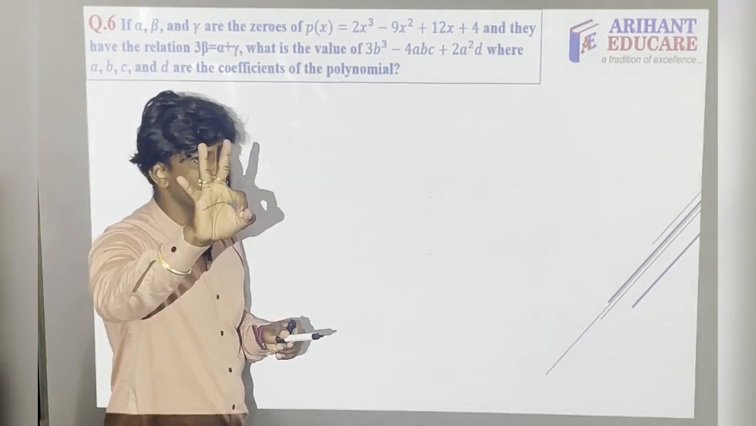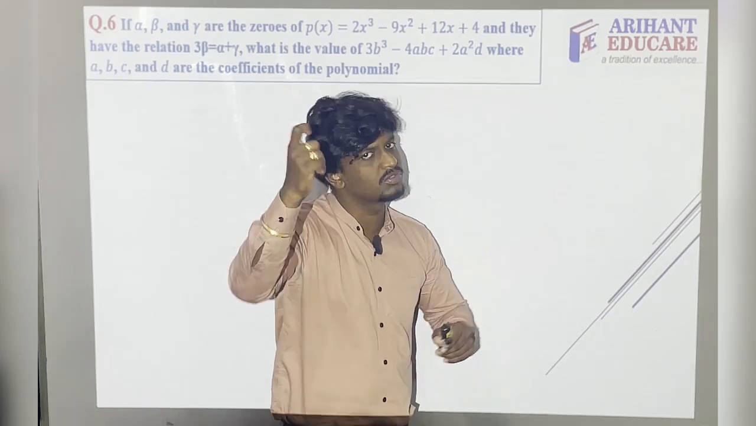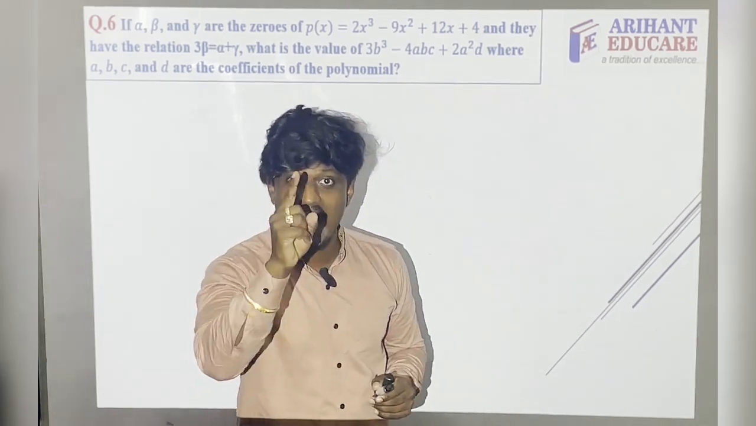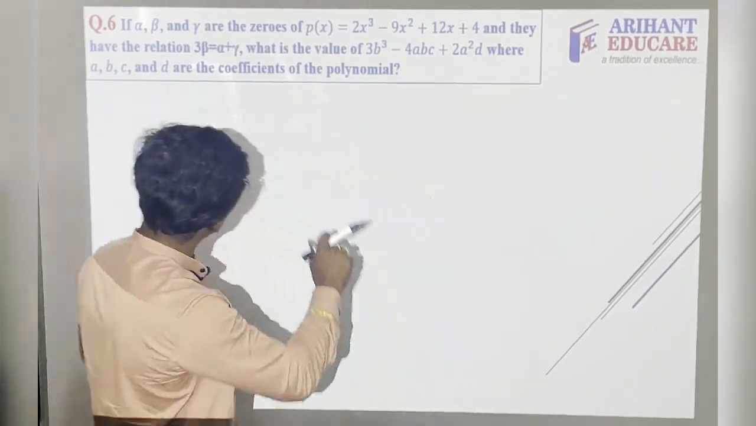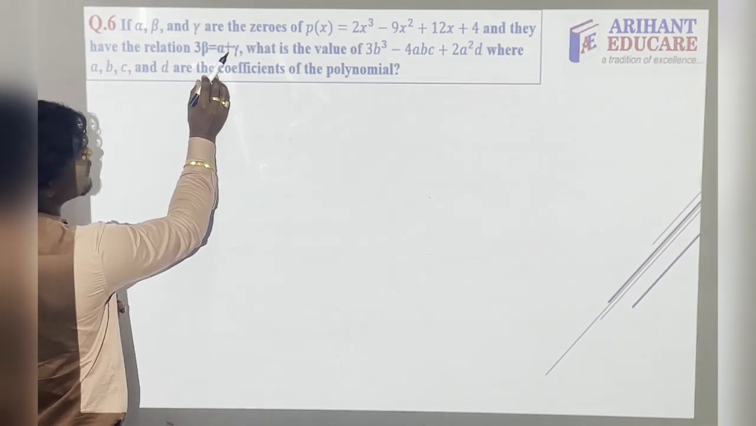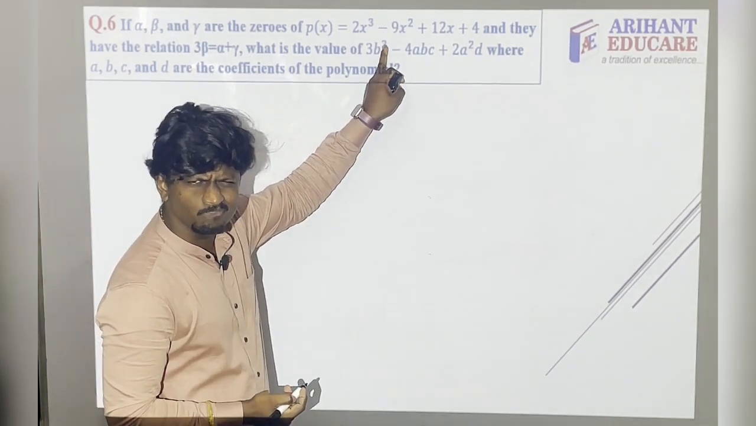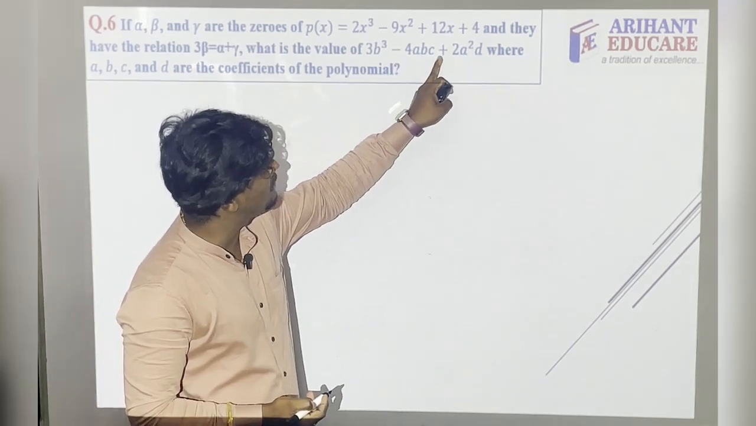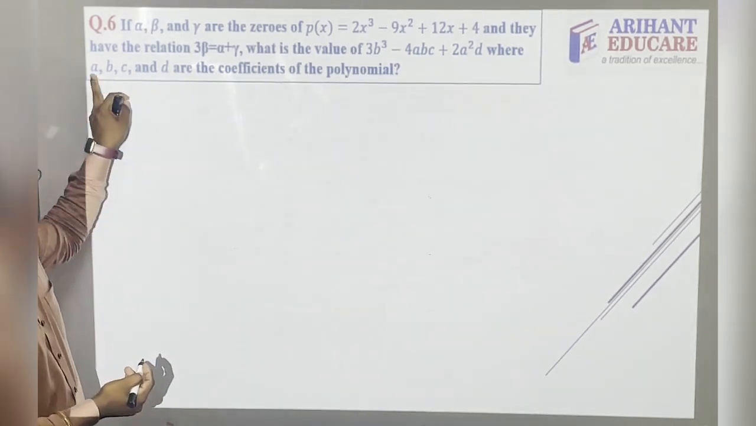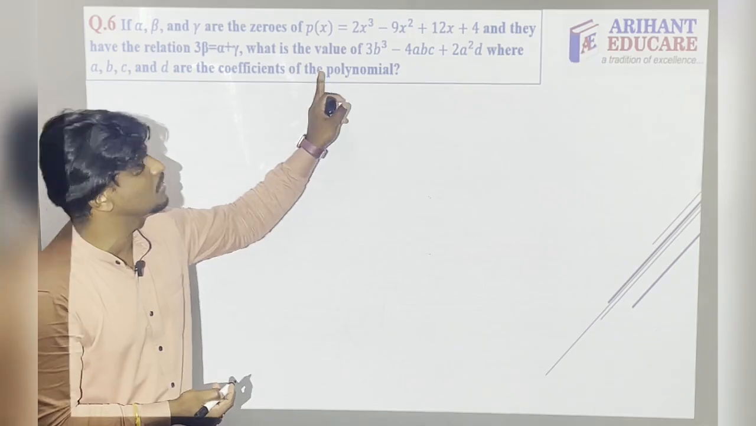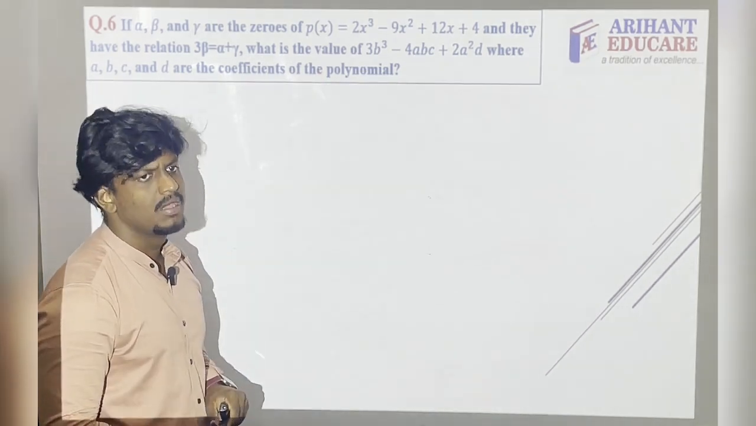Okay, you need to understand there are 3 zeros of a cubic polynomial. Jitna degree, utna zeros, right? The name of the 3 zeros are alpha, beta and gamma. So it says 3 times beta is equal to alpha plus gamma. Okay, let's see. What is the value of 3b cube minus 4abc plus 2a square d, where a, b, c, d are the coefficients of the polynomial? Okay, nothing to worry.